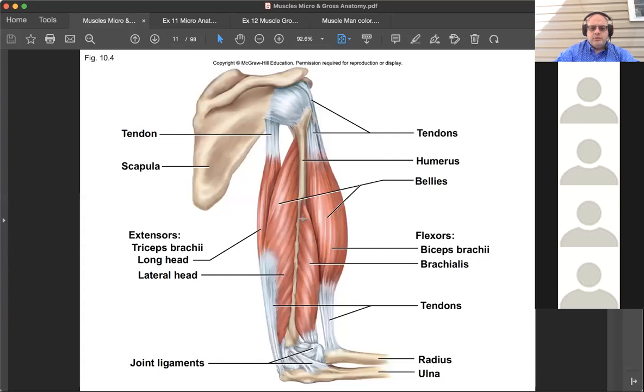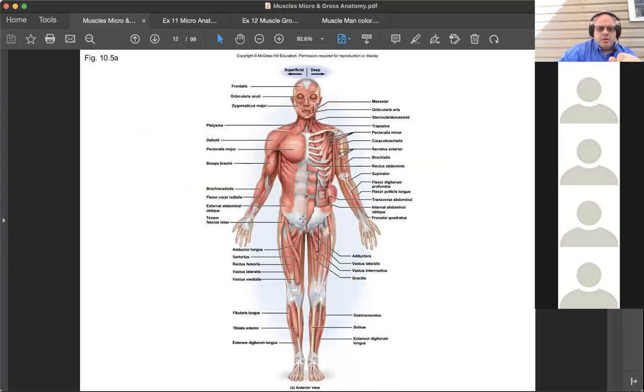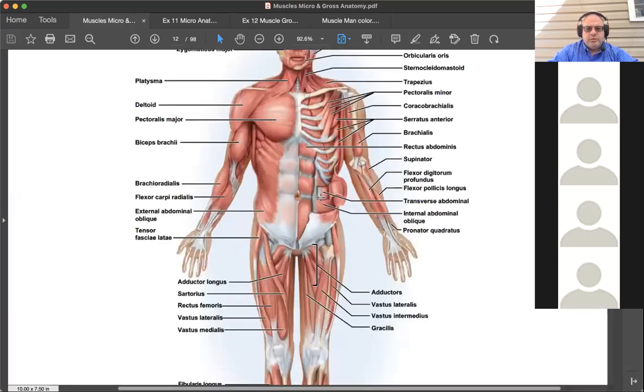Let's see my screen share. Okay. Let's see if I can zoom that in a little bit. There we go.